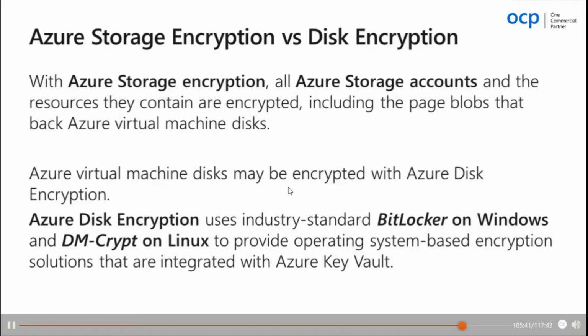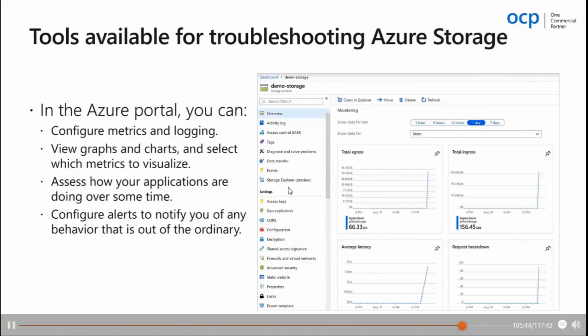Then we also have to understand some of the tools that we have available for troubleshooting Azure. So in the Azure portal, I can configure some metrics that can monitor the performance of a storage account. I can view graphs and charts. I just need to select the time grain and the metrics that I want to visualize. In here, for example, you can see total egress, total ingress, the average latency, and also the request breakdown.